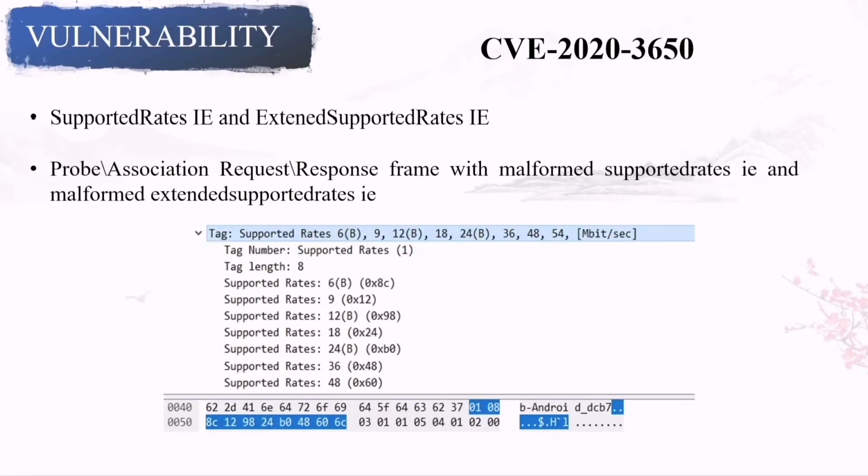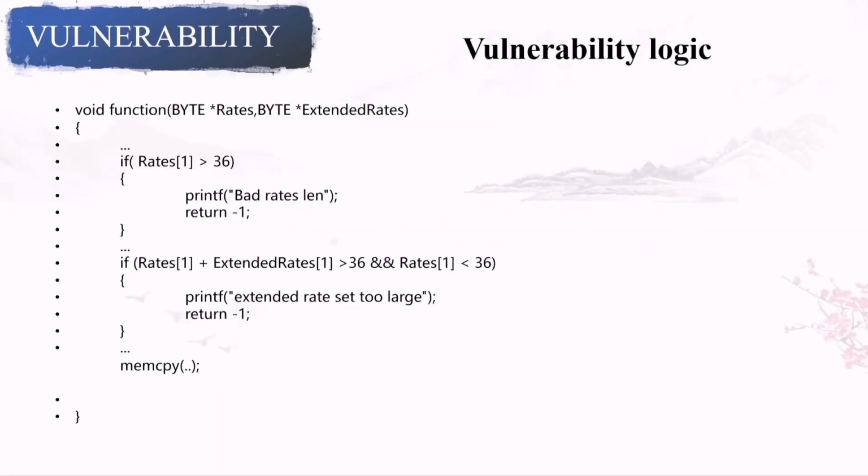These two IEs are the main causes of the vulnerability. They present the data rate and the extended data rate, which are supported by the device. The Wireshark screenshot is normal, as you can see, it is usually 8 bytes in length, and the vulnerability exists in the association part. Regardless of whether it is a request or a response, as long as the two maliciously constructed IEs are carried, the vulnerability can be triggered.